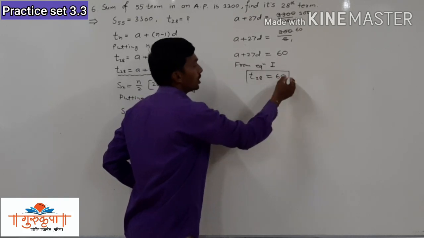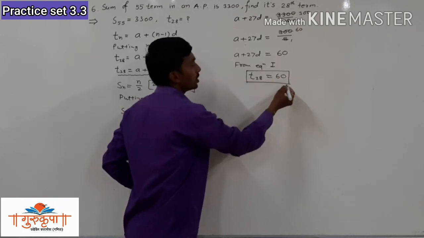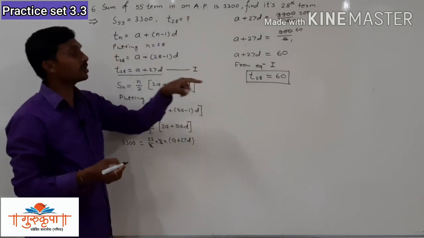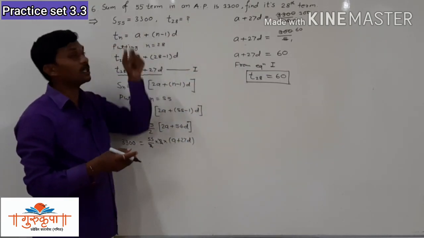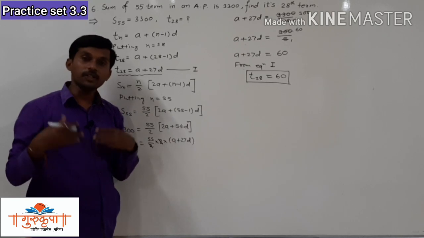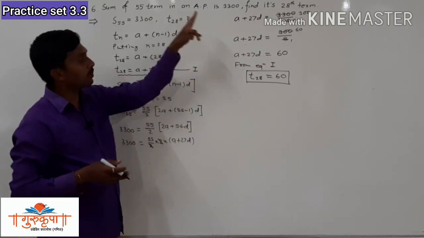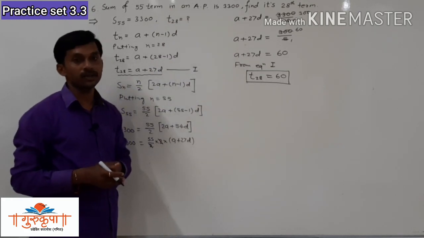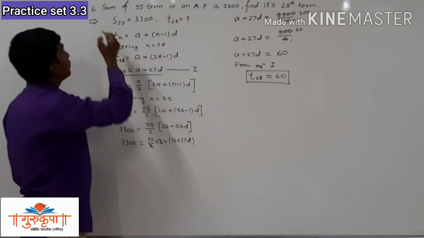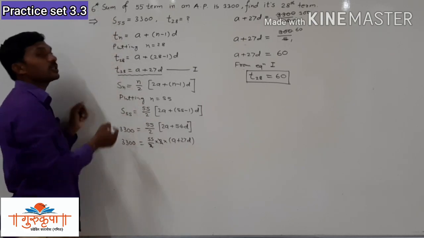So this is all about the example number 6. Here we have to find the 28th term, and we find the 28th term of that AP. Since we didn't know the first term, since we didn't know the common difference, still we find the value of t28. So this is a very important example. Here you have given the sign of triangle.